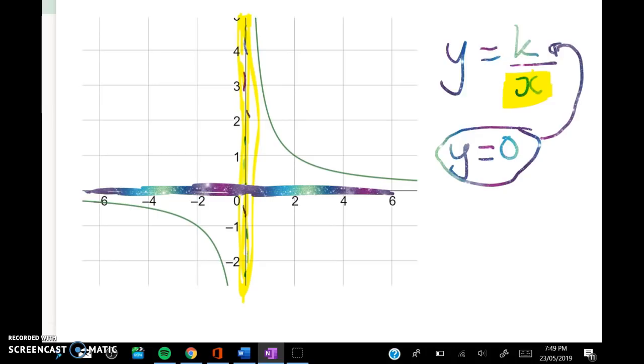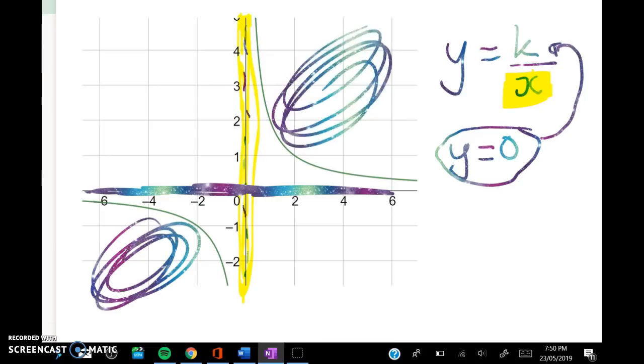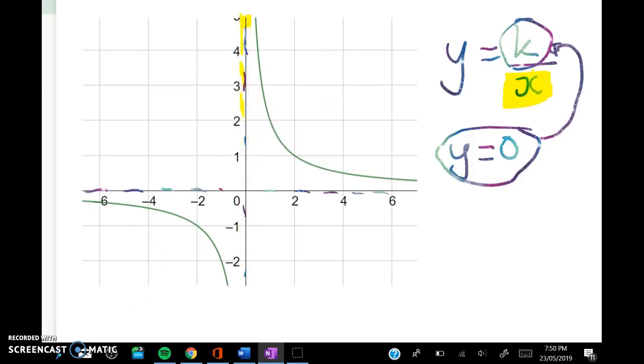I also know that if my hyperbola is in this quadrant and this one, then k is going to be positive. So what I'm going to do now is use a blobby point to figure out the equation of the line. So let's just get rid of the mess. We'll go back and we'll have a look at what point can I find.